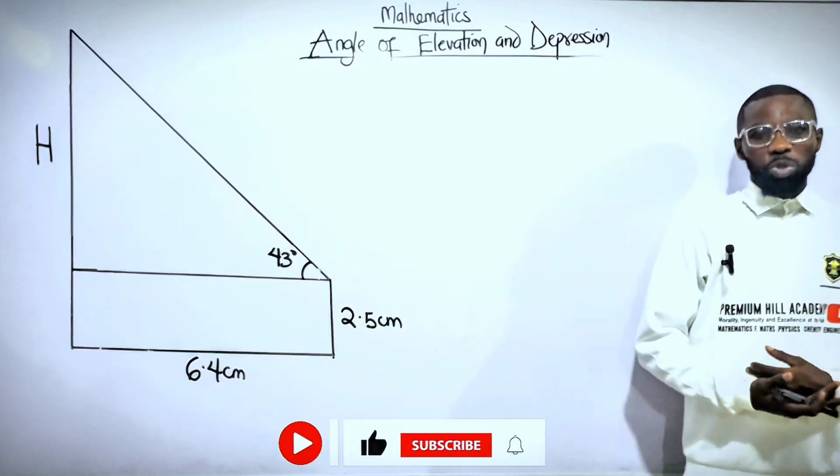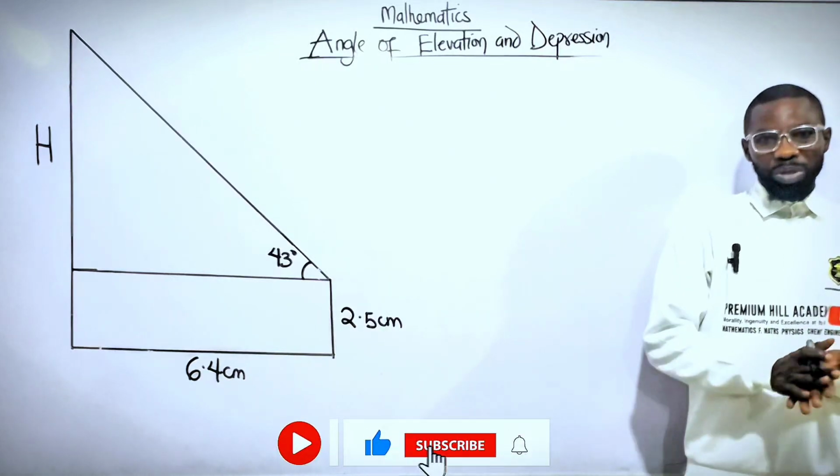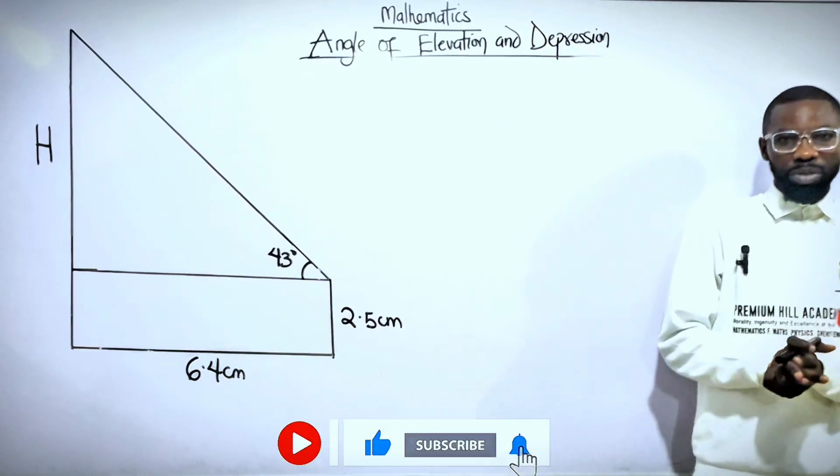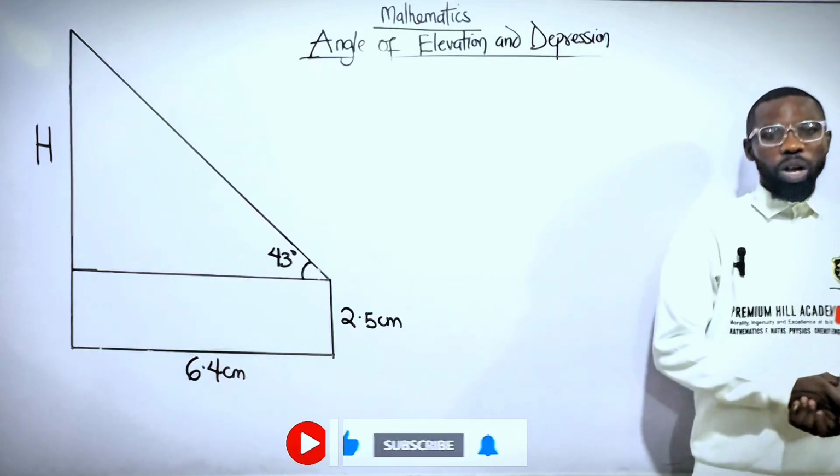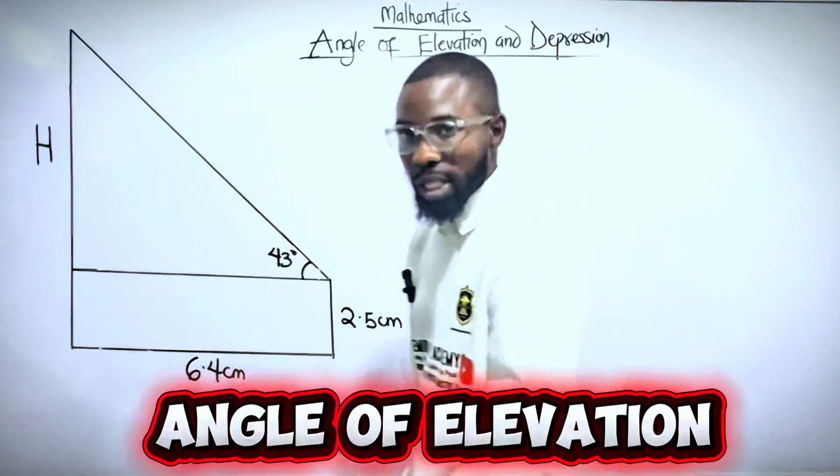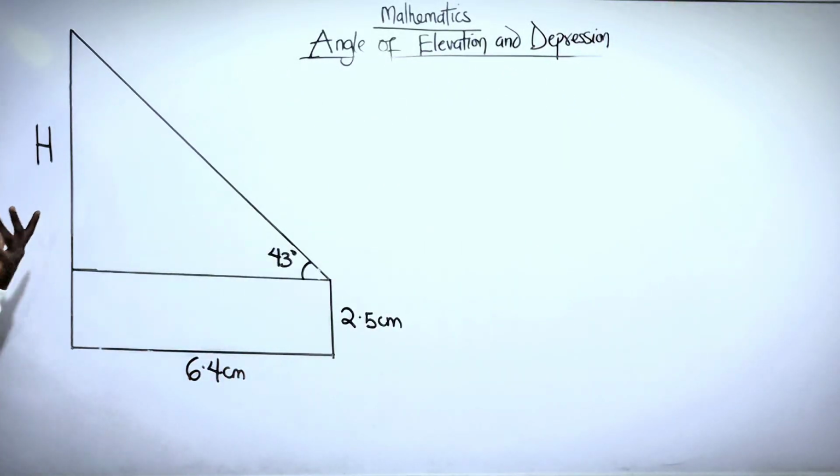So let's look at question number 2 on the complex questions in angle of elevation. So this is another question for angle of elevation, right? In doing this, it's quite easy. They ask us to find the height, the whole of the height.